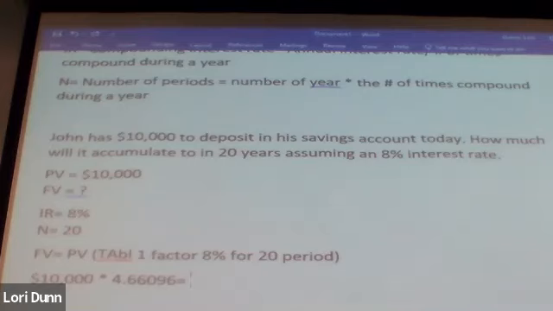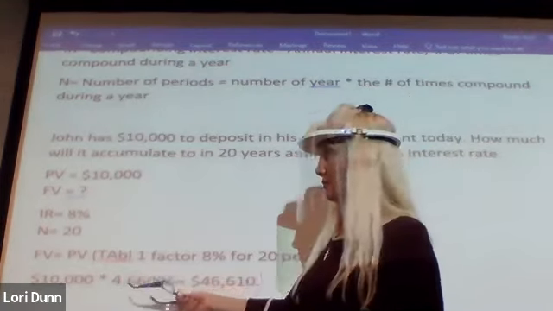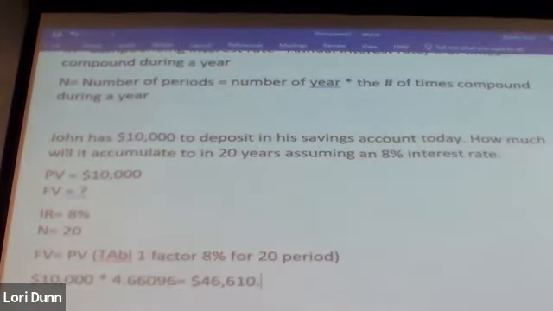$10,000 times 4.66096 is $46,610. I'm just going to round that. Instead of doing a table where we keep computing the interest on the interest, we could just use this table because it already tells us what $1 invested at 8% for 20 periods is worth. So if we know what $1's worth, multiply it by what we are actually investing.